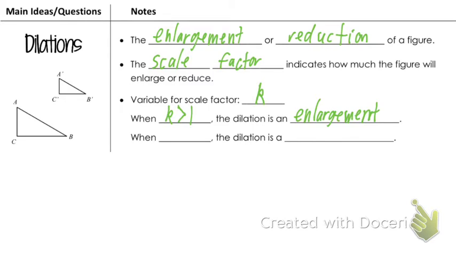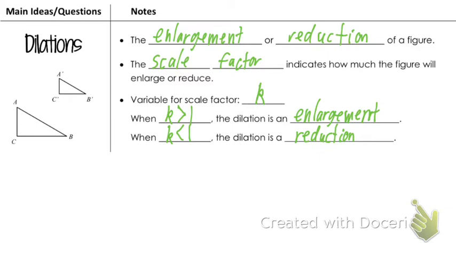When K is less than 1, it's going to be a reduction. It's going to make it smaller. So whether it's bigger or smaller than 1 will tell us whether it's a reduction or an enlargement, whether it's getting bigger or smaller. If we're making it half as big, we're multiplying by 1/2, and it's becoming smaller, okay?